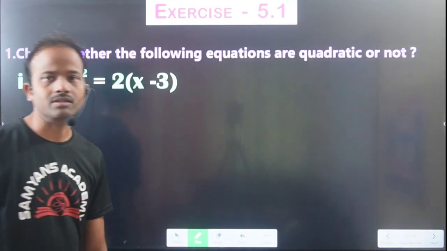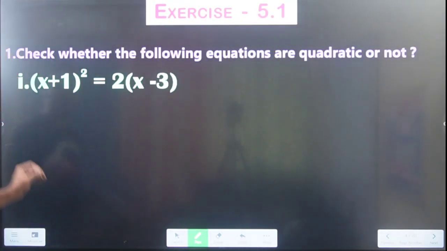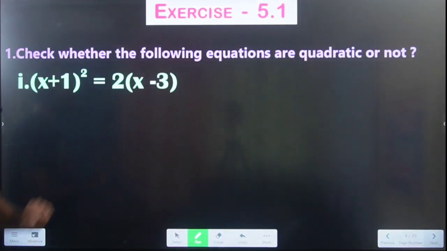So here we have exercise 5.1. In that exercise 5.1 we have the first question here. In this question, what you have to do now is check whether the following equations are quadratic or not.